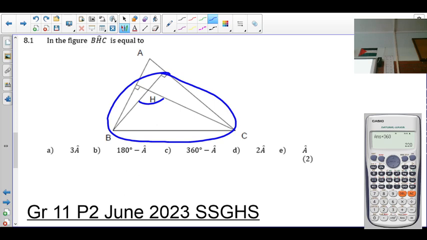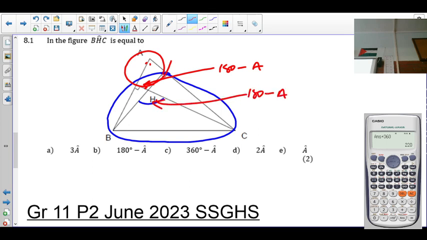So if that is a cyclic quad, that's a cyclic quad and this is a cyclic quad. Can you see? So if that's a cyclic quad, then this angle here is going to be 180 minus A. Why? These are opposite angles of a cyclic quadrilateral. So if that's 180 minus A, then this has to also be 180 minus A. Why? Because that is vertically opposite. So the answer is B.